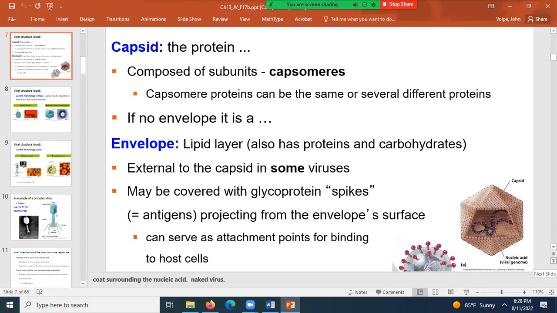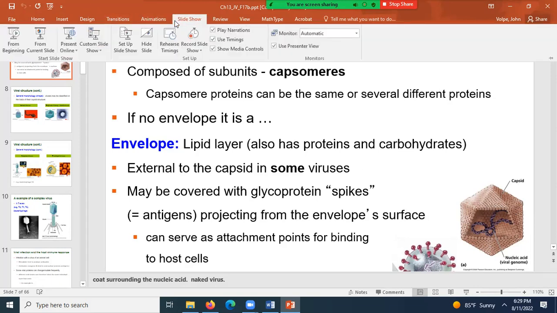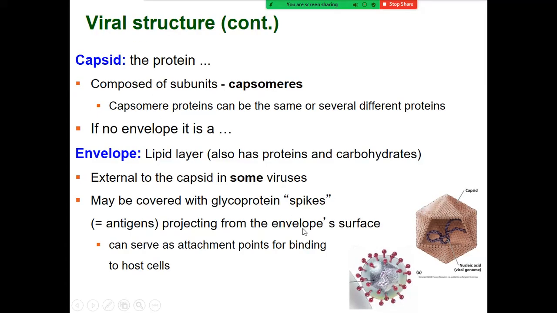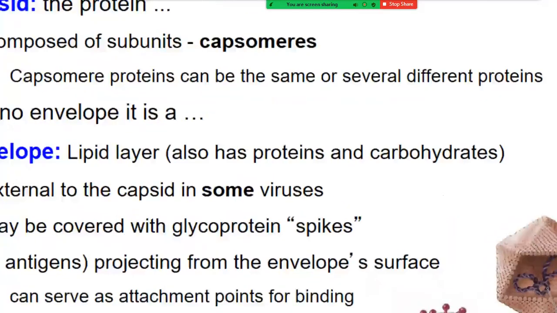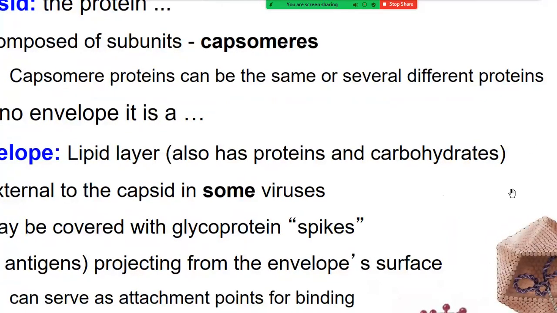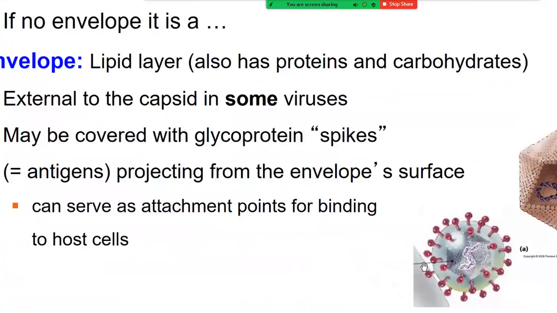Some viruses have a lipid envelope surrounding the protein coat. Let me see if I can blow this up. So there we have the envelope, and that would be this blue and purple region here. If you look inside, you can see the capsomere, the capsid right there. And then there is the genome. Okay.